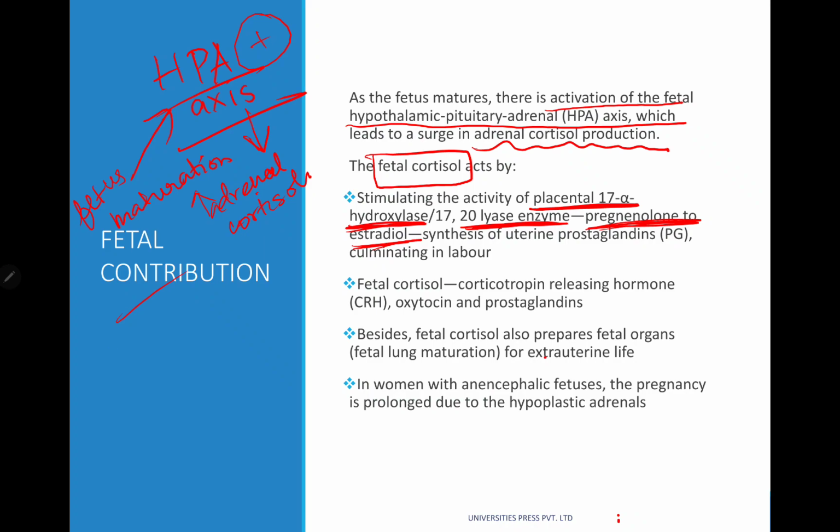So the three to be remembered are 17 alpha hydroxylase, 20 lyase enzyme, and pregnenolone. These three are important. Now coming to the fetal cortisol. Fetal cortisol is acting along with corticotropin releasing hormone, CRH, oxytocin, and prostaglandins. So the question is, what are the fetal hormones? Corticotropin releasing hormone, oxytocin, and prostaglandins.